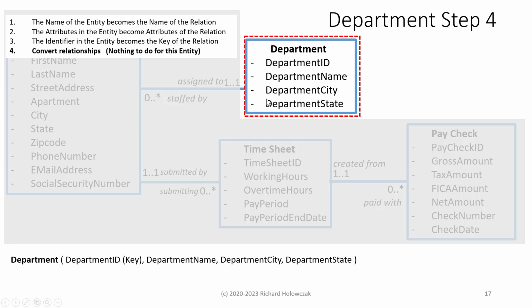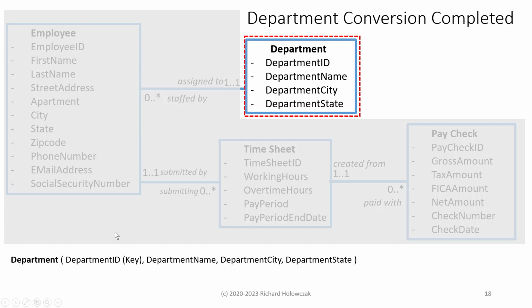And this is, again, another reason why we like to start off with a simple case. Department is only on the one side, therefore our relation is done. So we have successfully converted the department entity to the department relation. We see the department name here. The department ID is the key for the relation. We have department name, department city, and department state.